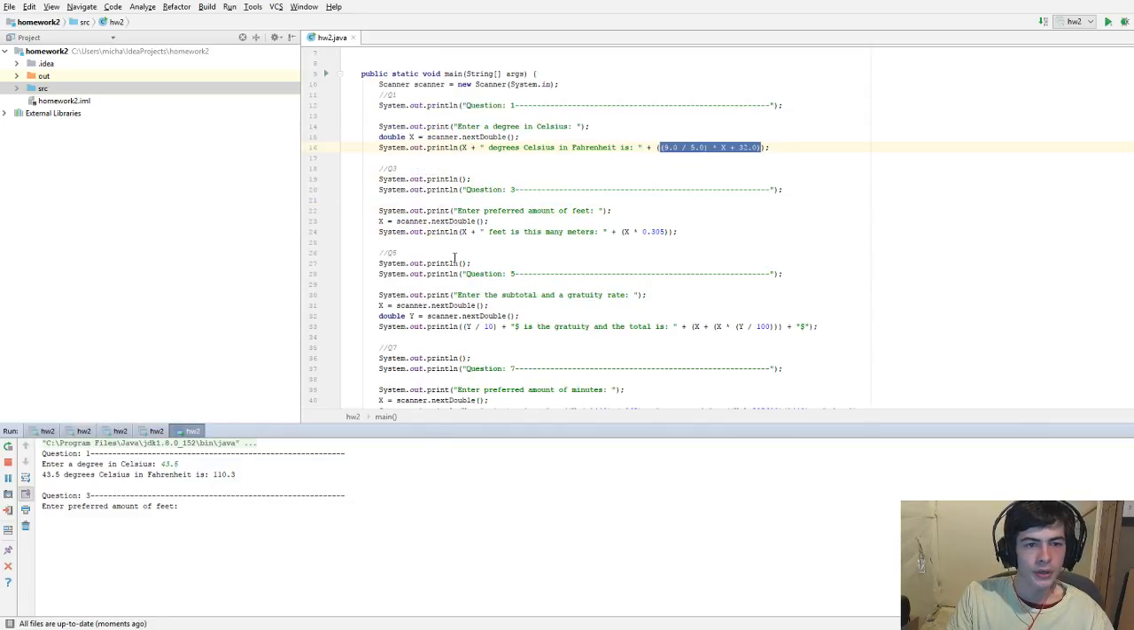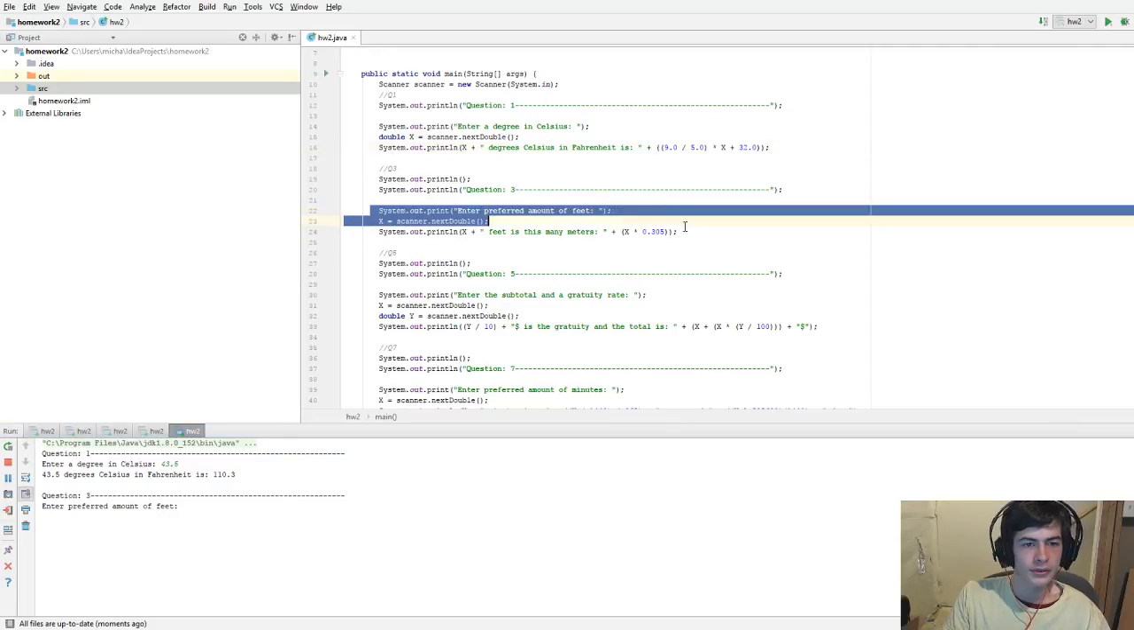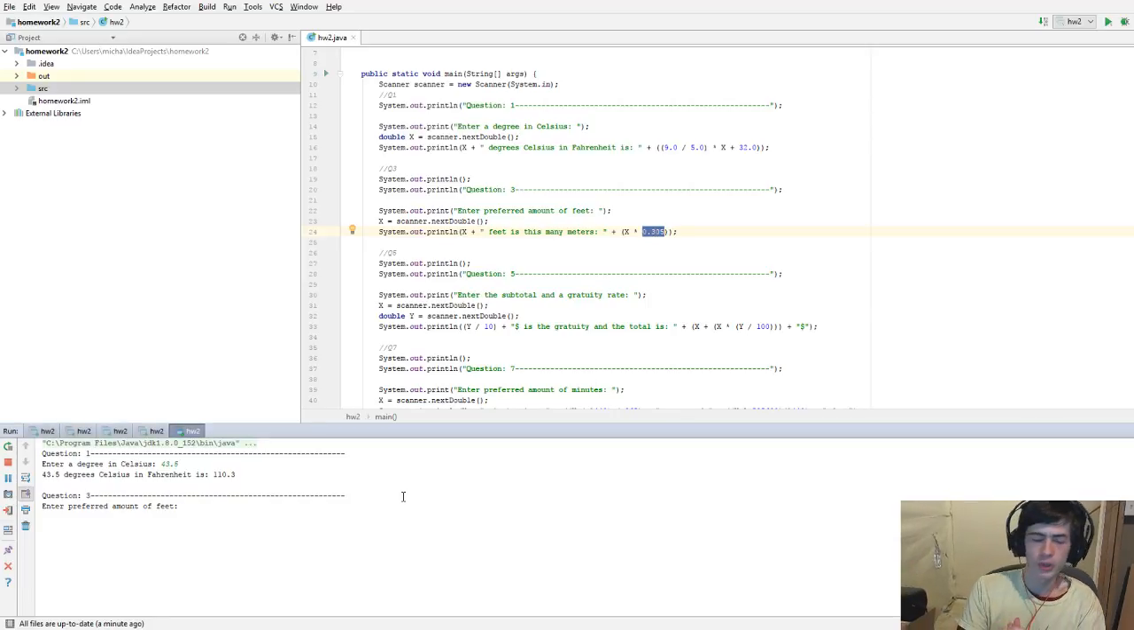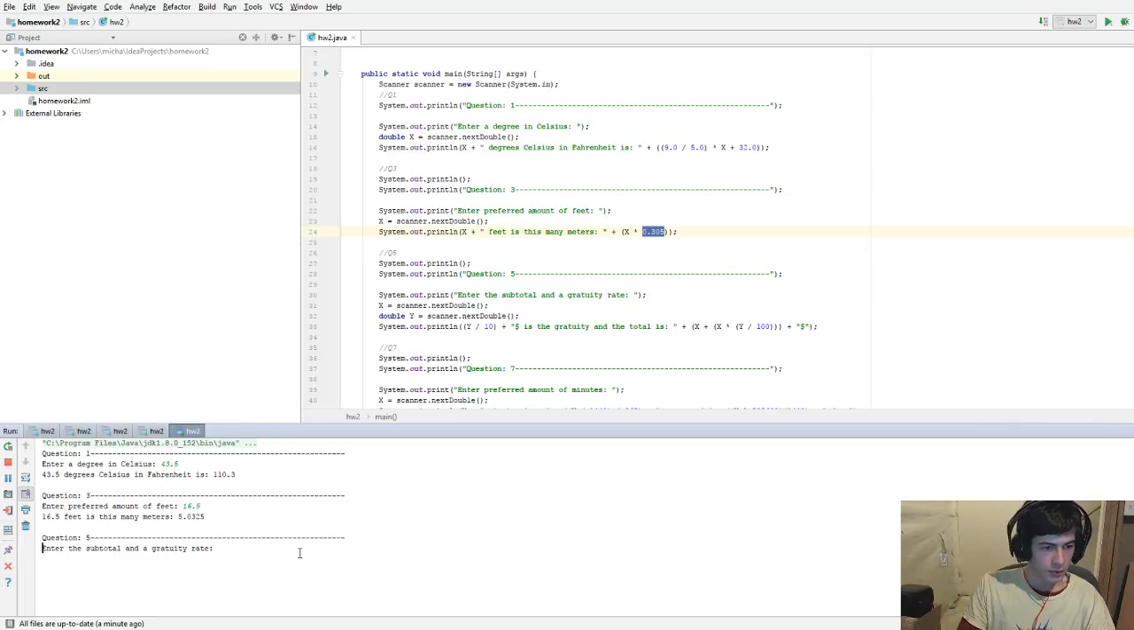In question 3 we have entering the preferred amount of feet and then transferring it over to meters. Again, numbers provided from the book right here. Now the book wants us to use 16.5. 16.5 converts over to 5.0325, as we see right there.